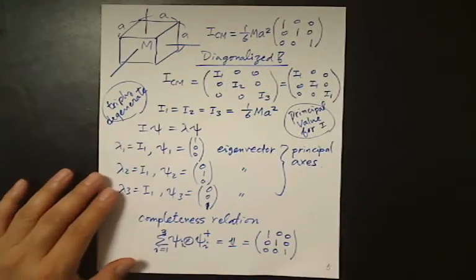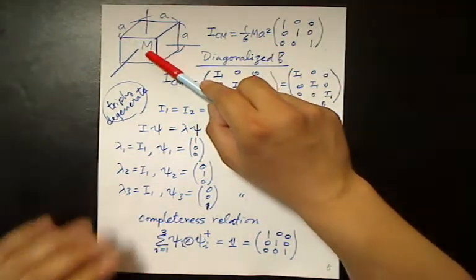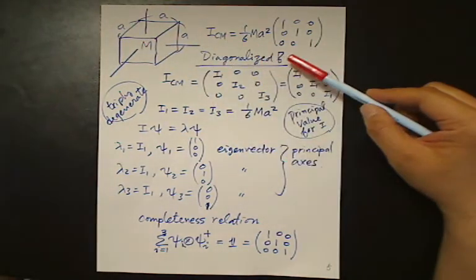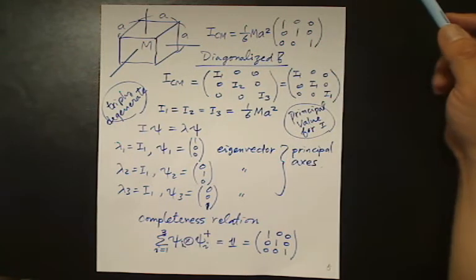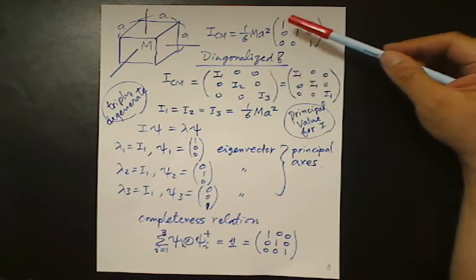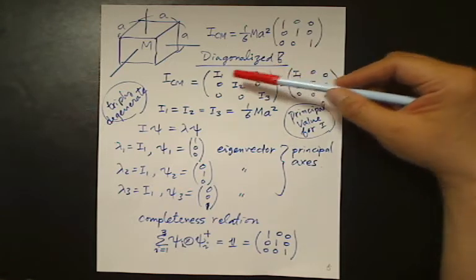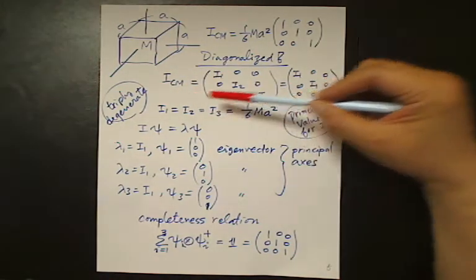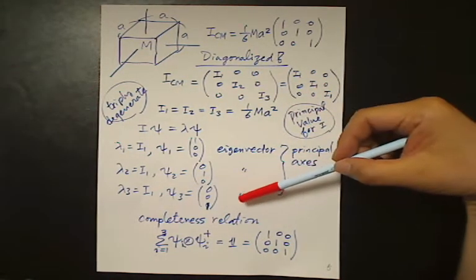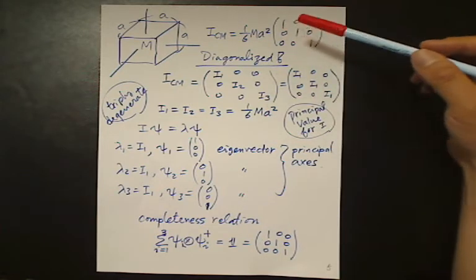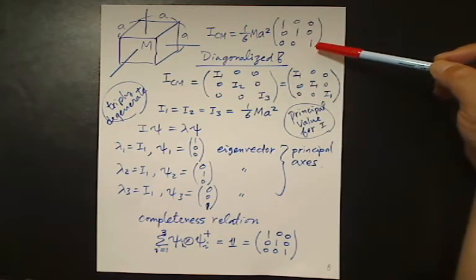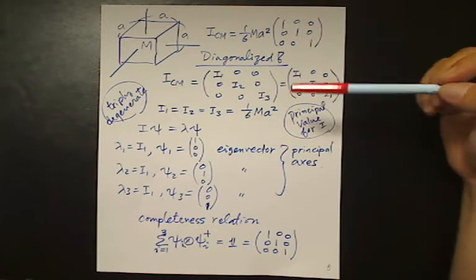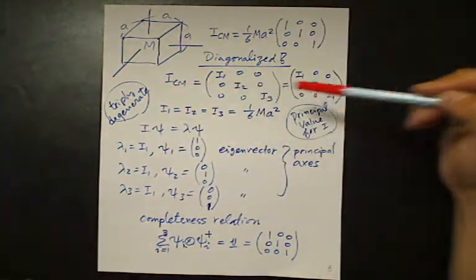Thus, what we have found is the inertia tensor in the body frame whose central mass is at the origin is proportional to the identity matrix. It has already been diagonalized, and the diagonal elements of the diagonal matrix for the inertia tensor are said to be principal values. In this case, all three principal values are the same. The same principal values state that we have triply degenerate states.